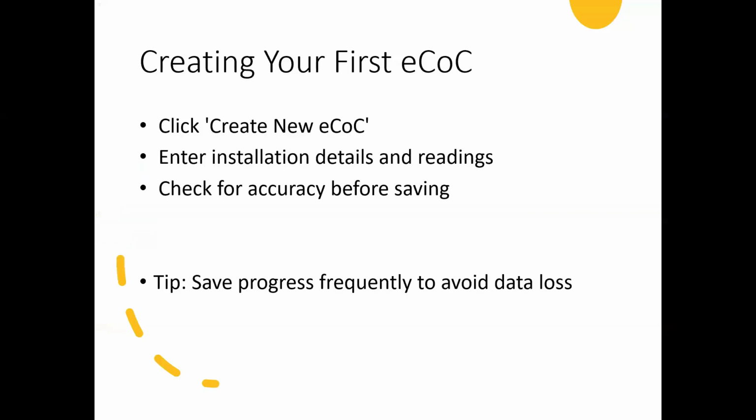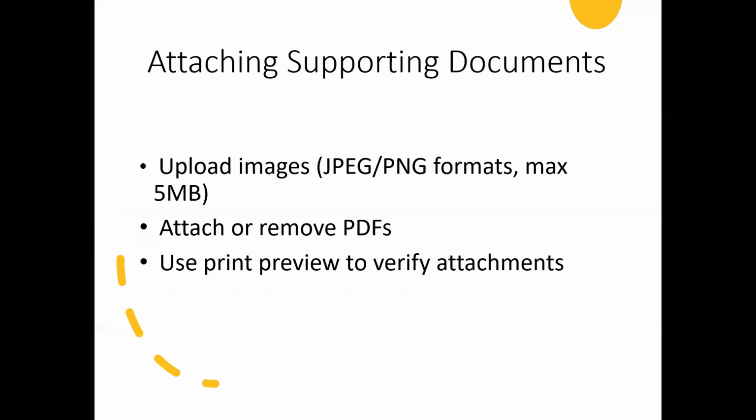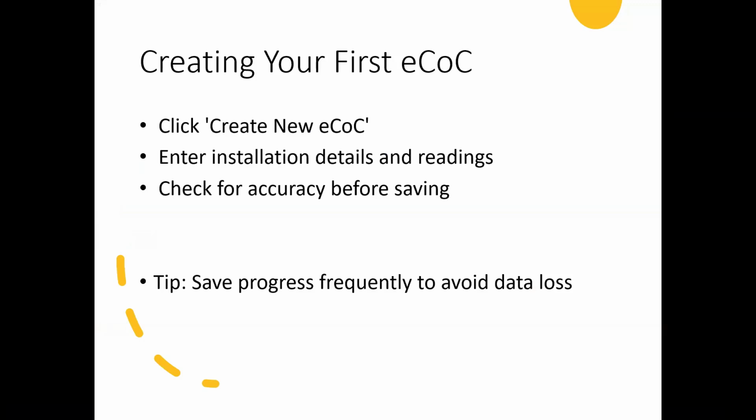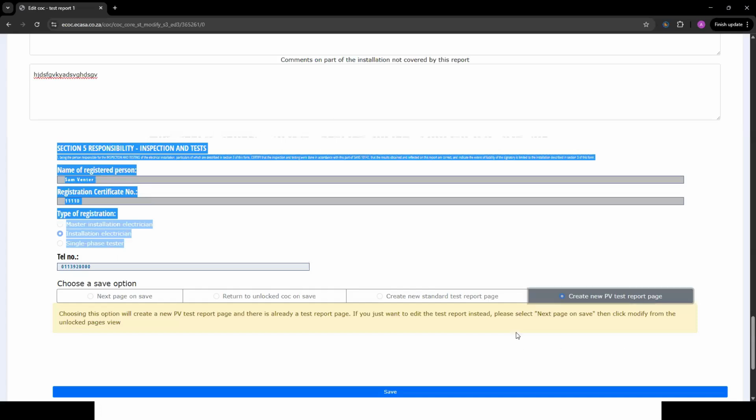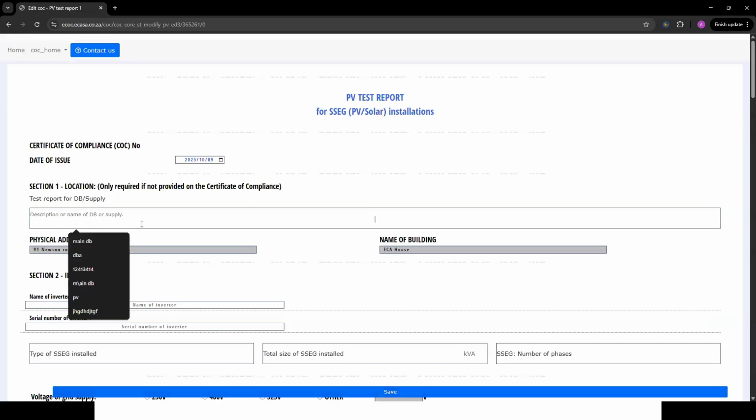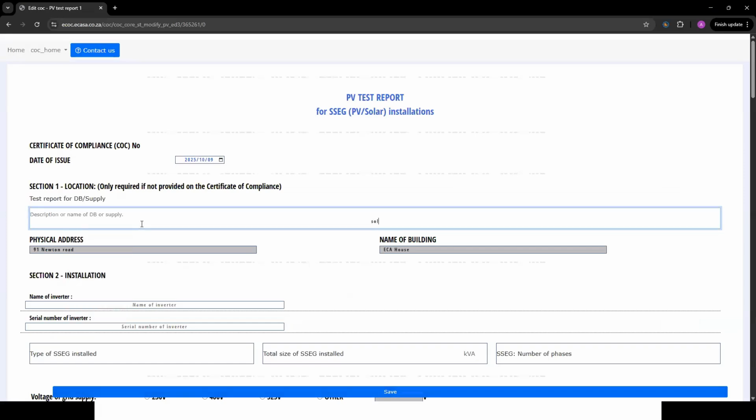So thus far we've sorted out our COC and we've sorted out our test report. So it's relatively quick and simple. I mean, if you had to write it up, it would take forever and a day. But in our case, it's quick and easy. So specifically, when I go to the new test report, the PV test report, I indicate what it is.